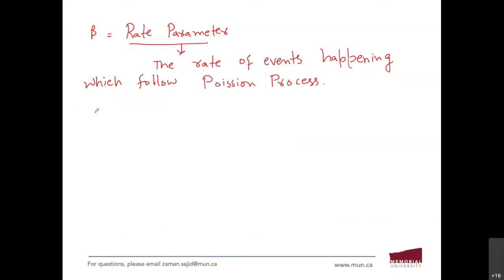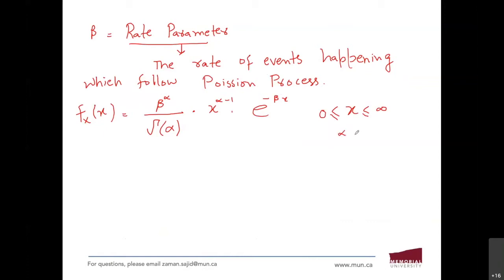Now let me write down the PDF again because I need to derive some equations from it. f of x is equal to beta power alpha, then we have our gamma function of alpha, times x power alpha minus 1, times exponential of minus beta of x. This is the PDF for our gamma distribution, which I wrote down on the previous slide. As I said, it is defined always for positive numbers, so the x value will always be greater than or equal to 0 and less than or equal to infinity. And of course, your alpha and beta values should always be greater than 0. They should be positive numbers.